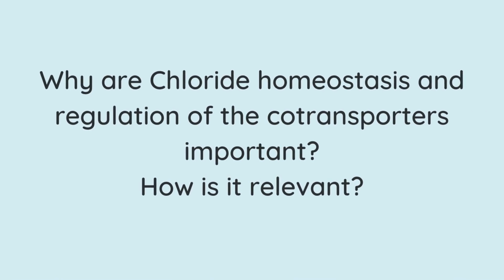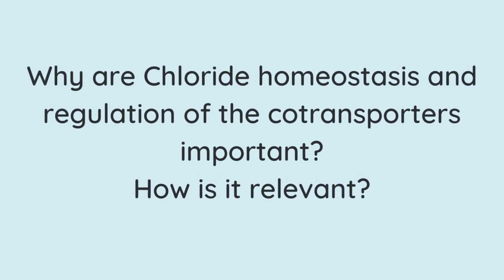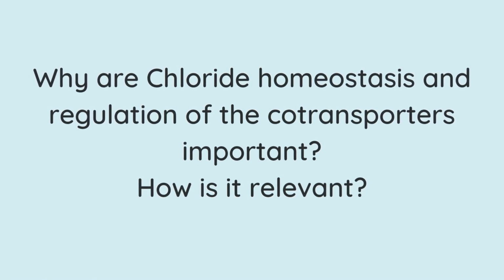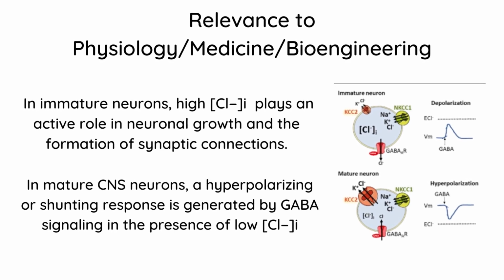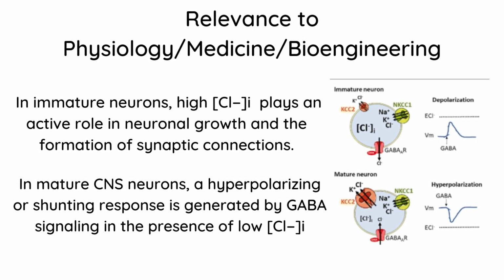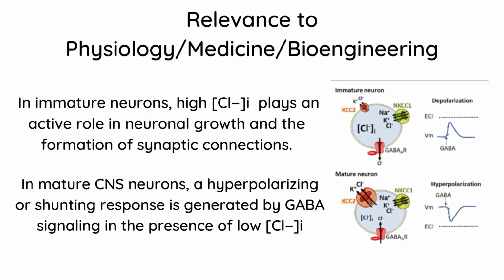So what is the importance of chloride homeostasis and the regulation of importers and exporters? How are they relevant to physiology, medicine, or to the field of bioengineering? In immature neurons, high chloride concentration causes a depolarizing effect and plays an active role in neuronal growth and the formation of synaptic connections. As the neurons mature, a developmental switch occurs, causing a hyperpolarizing or shunting response generated by GABA signaling in the presence of low chloride concentration.